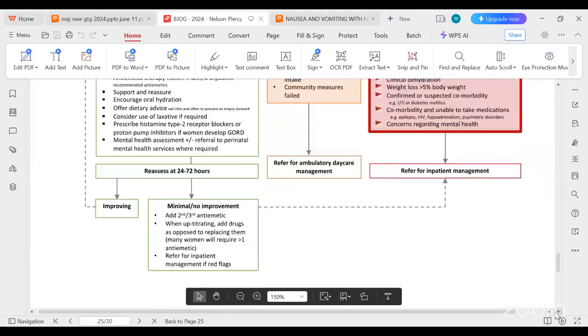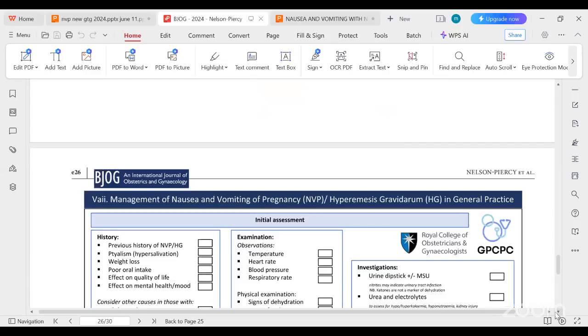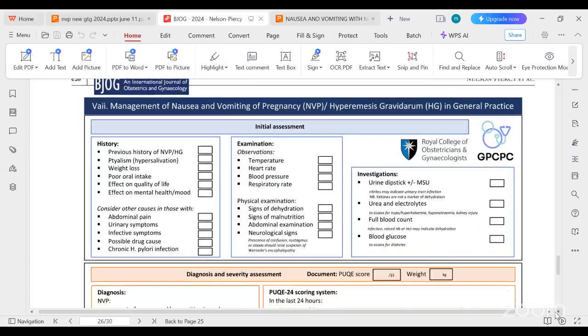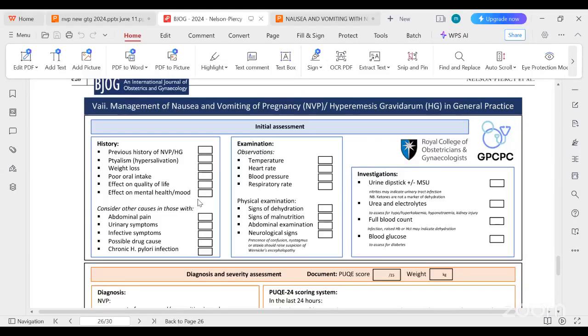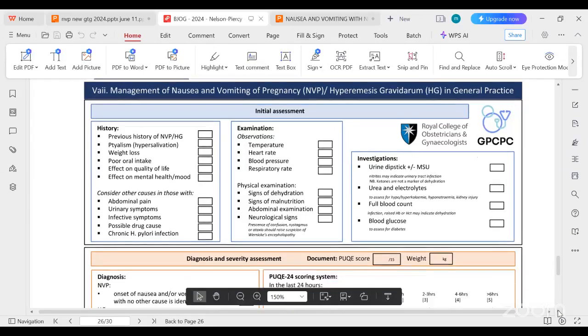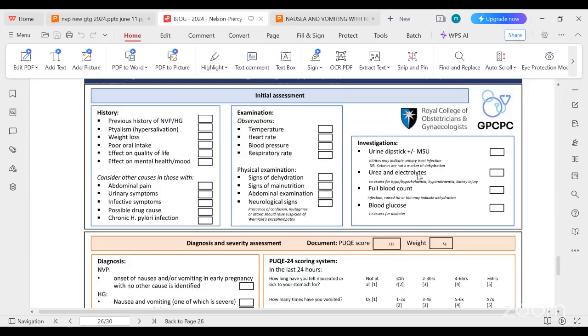Now comes the management of nausea and vomiting in general practice. This is the checklist provided to the midwife, and here she will tick in the box and assess, and this will help the GP to identify the problem. Here you can see the whole details of observations have been given, the whole signs of dehydration. This is the checklist provided to the GP so that they can assess the patient. Here you can see the urine dipstick, urea and electrolytes, full blood count and blood glucose. These are the initial tests.